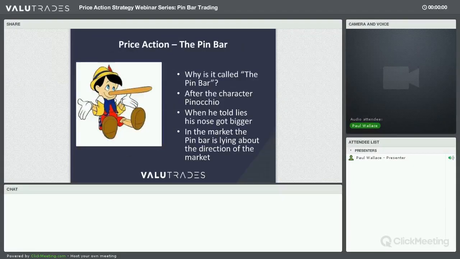So, why is it called the pin bar? Well, it's after the character Pinocchio. I'm sure you all as children either saw the Disney movie or read the book about Pinocchio. Namely, if you remember, when Pinocchio told lies, his nose got bigger. You'll undoubtedly remember that. Well, here we go. In the financial market, the pin bar is lying about the direction of the market. That's the key thing to take away. It's lying about the likely next direction of the market. And I'm going to show you that, and we'll talk about how that shows up, and more importantly, how we can use that to our own benefit.